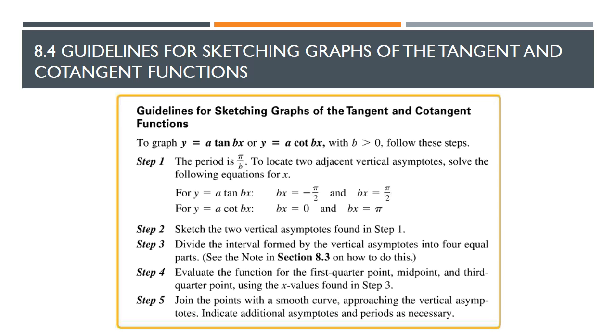You want to locate the two adjacent vertical asymptotes by solving the equations for x. So you're going to do that bx equals negative pi over 2 and bx equals pi over 2 for tangent, or for cotangent, bx equals 0 and bx equals pi. Those will give you the two vertical asymptotes, and then you can divide those into 4 equal parts, like we did for sine and cosine, and then evaluate the function at those parts, at the first quarter, the midway, and the third quarter. And the midway should be where it's crossing its axis there. Join the points with a curve, approach the vertical asymptotes, and then just reproduce those additional periods as necessary.